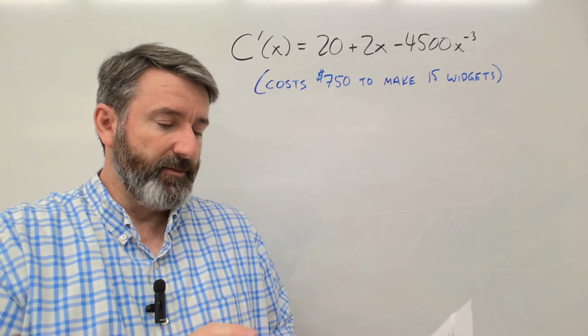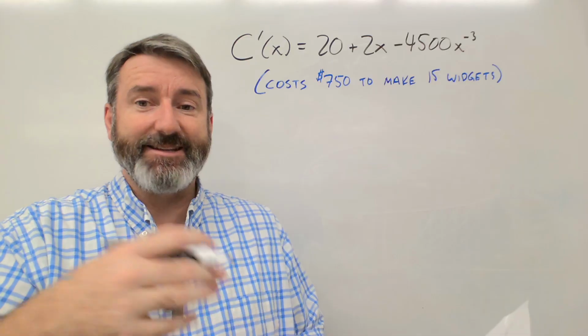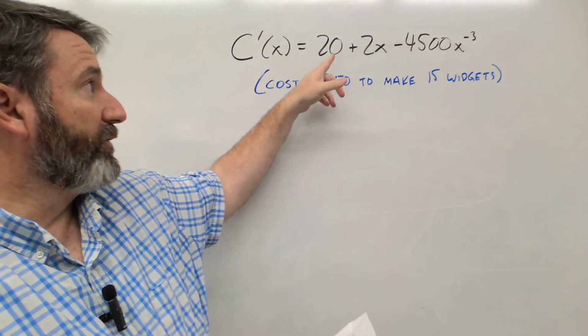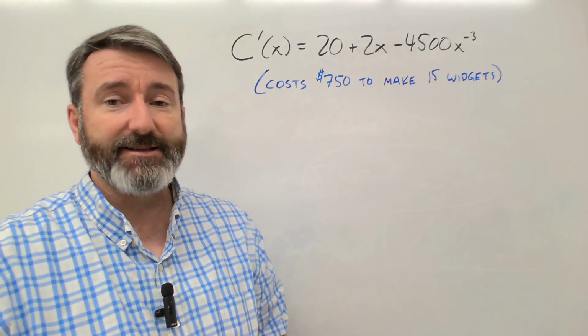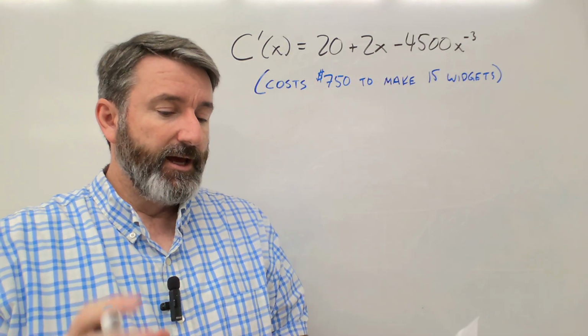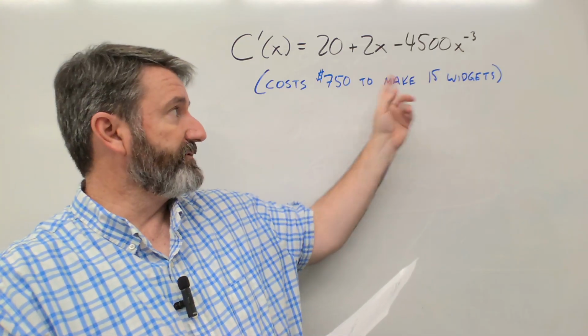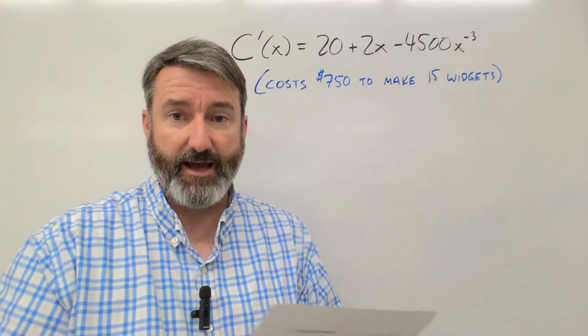All right, for this problem, we're told that the marginal cost for producing the xth widget is c prime of x equals 20 plus 2x minus 4,500 x to the negative third. If it costs a total of $750 to produce 15 widgets, find the cost function c of x.